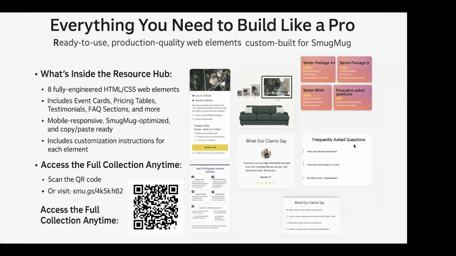Whether you want some event cards for mini sessions, rotating testimonials, an interactive FAQ section, or maybe a print size visualizer, it's all here with complete code and customization instructions. You can access everything right now by scanning that QR code or by visiting the link. Everything we create in today's session builds on the techniques that were used to develop these resources. After the live demo, we'll explore the whole resource hub in a little more detail.